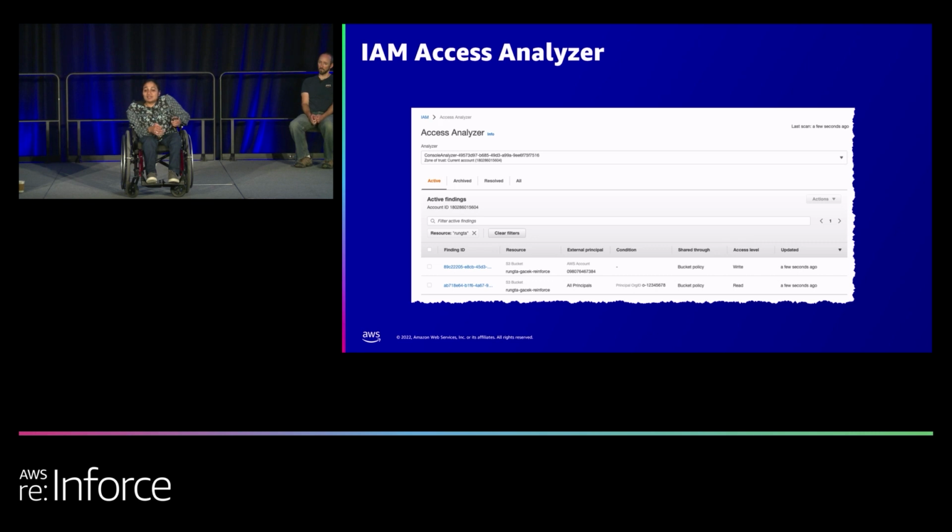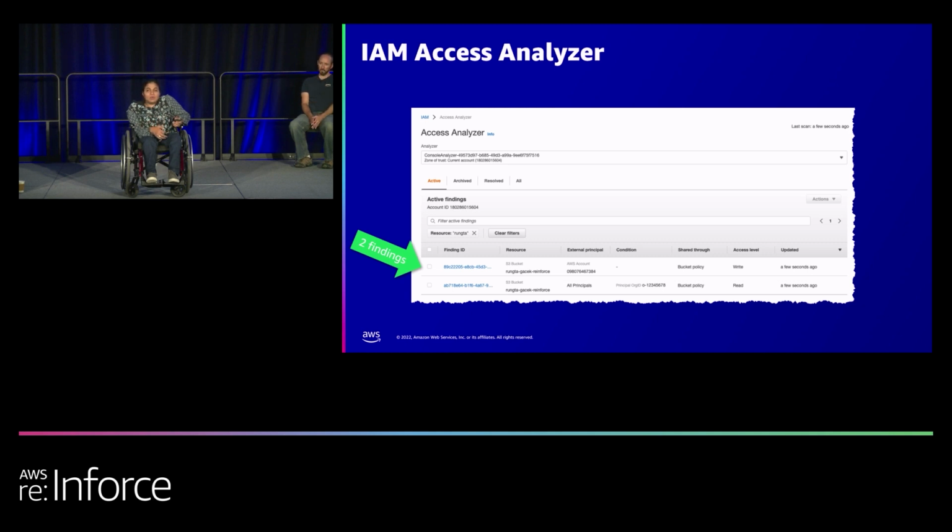Each category of external access shows up as a finding. So here you'll see that I have two findings for my S3 bucket. The first one says that somebody from an external account can write to this bucket, while the second finding says, hey, this bucket is readable from an external organization.